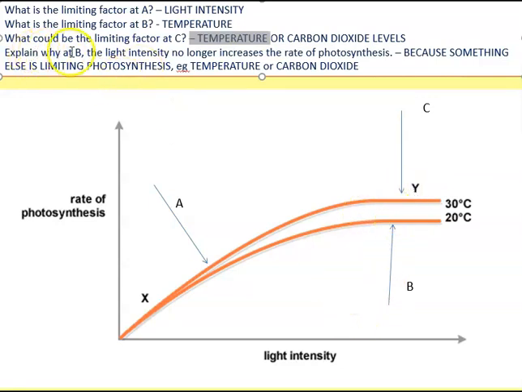And the last one, explain why at B, the light intensity no longer increases the rate of photosynthesis. At B, it no longer increases the rate of photosynthesis because something else is limiting photosynthesis. Something else has become the limiting factor, and it's either temperature or carbon dioxide. Okay, remember this is on the higher tier, so it will be more likely to be on your paper, as it will be really testing whether you understand photosynthesis and limiting factors.